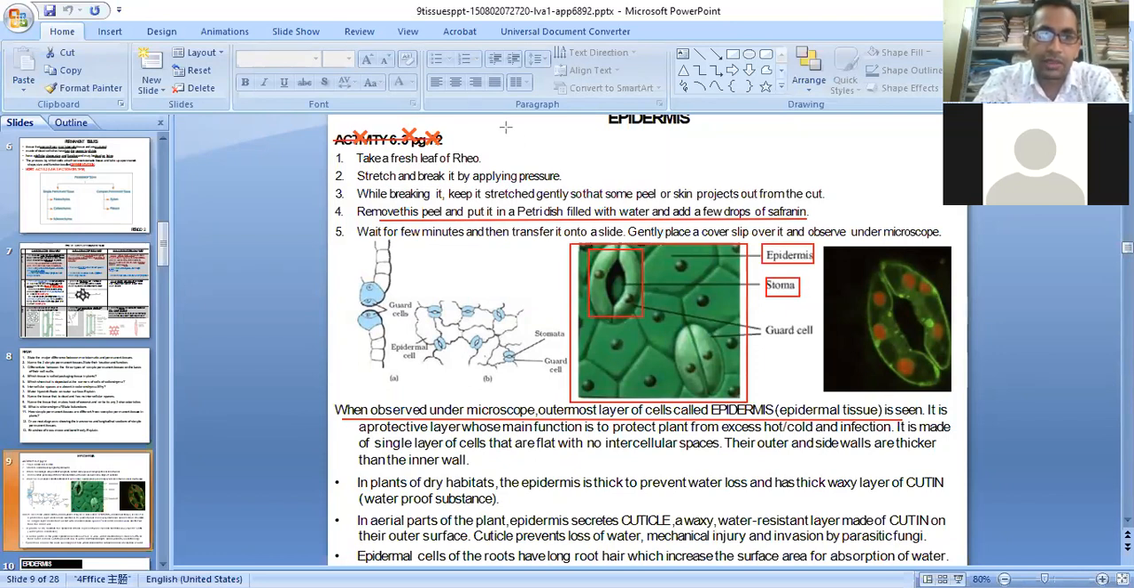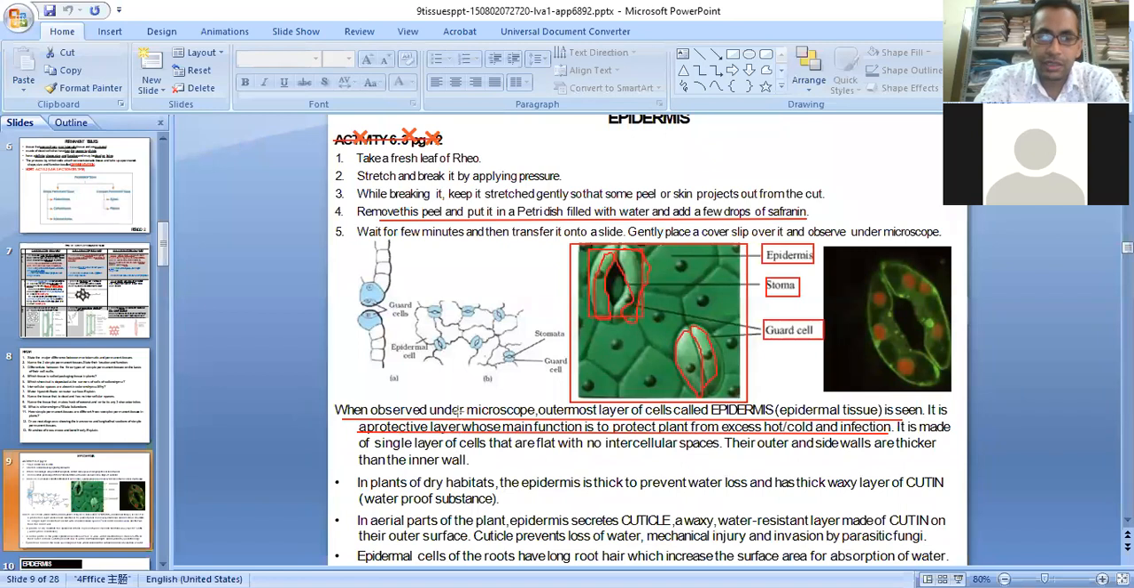These figures that you see, the raisin-like structures, are the guard cells. Guard cells have a different function. We'll be studying this in the coming slides. But the outer layer is the epidermis, and it's a protective layer. Its main function is to protect the plant from excessive cold or excessive heat.